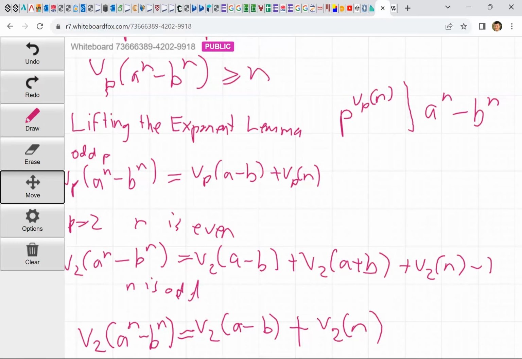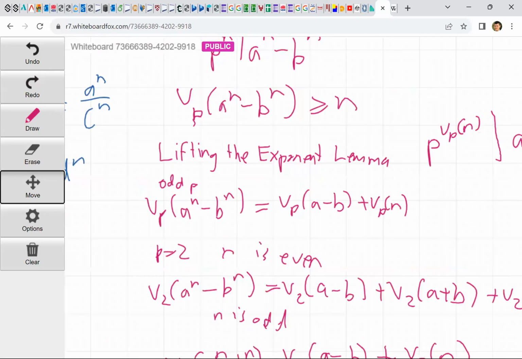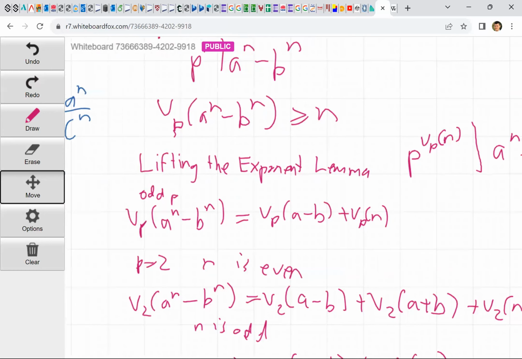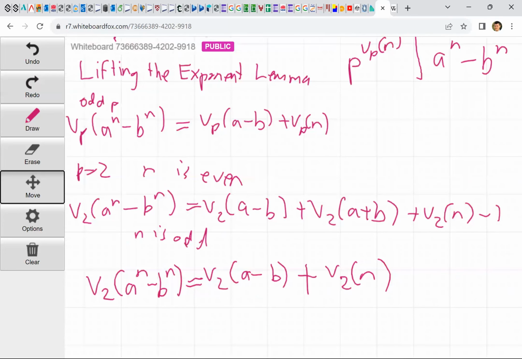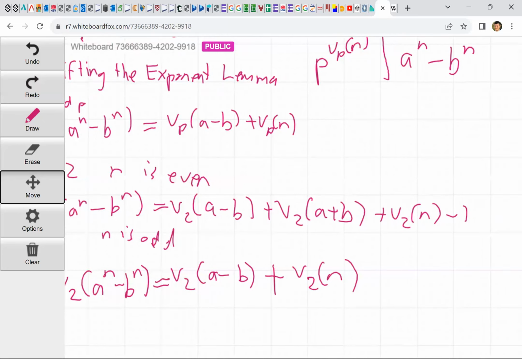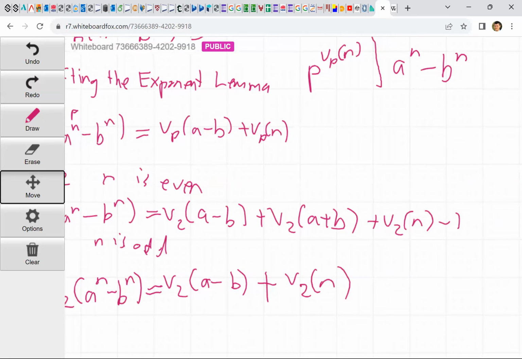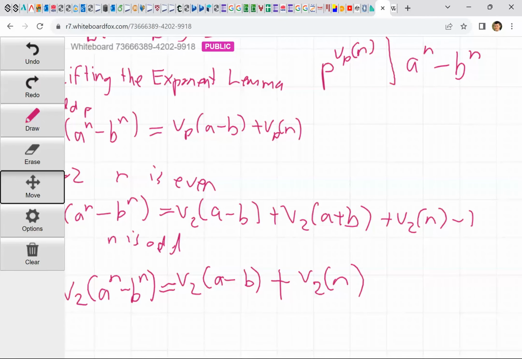As you can see, here VP of n is less than or equal to this thing. So therefore, it is true. It may not be true in the 2 case. In the 2 case, just wait, the -1 is different. Hold on, let me check.